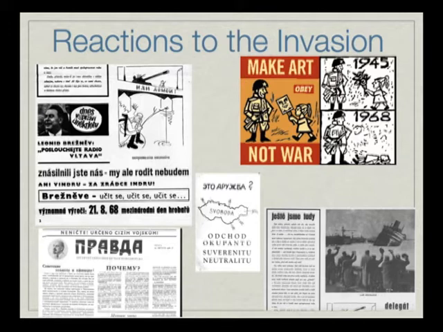The one in the center says, what kind of friends, basically, and it says, end the occupation, return sovereignty and neutrality. Because of this, they are now getting what the Russians were afraid of, which is people saying we need to pull out of the Warsaw Pact. We need to stop being militarily aligned to the Soviet Union.